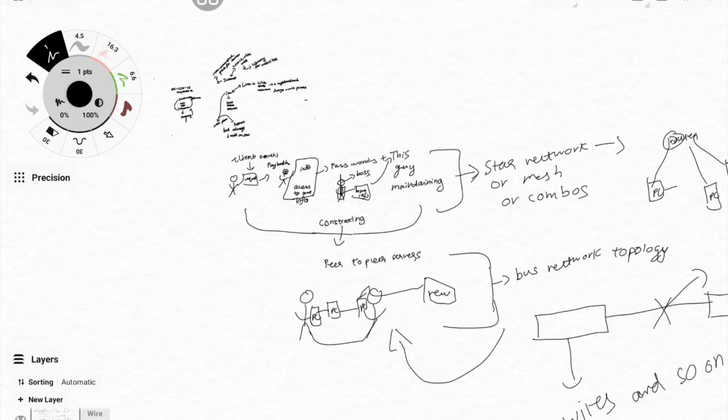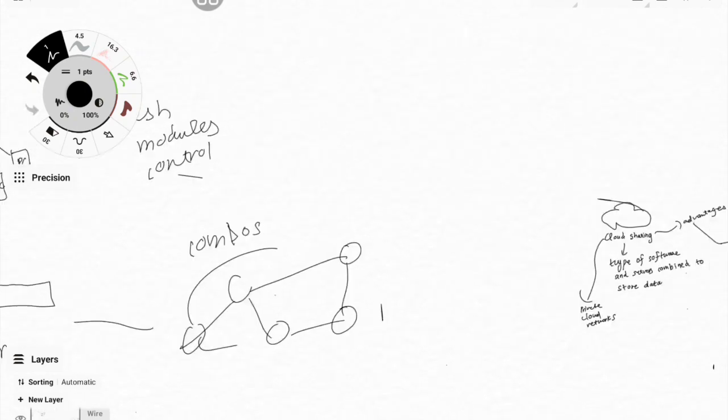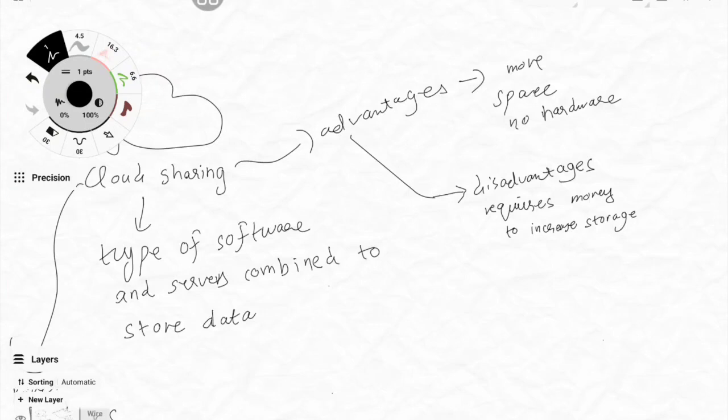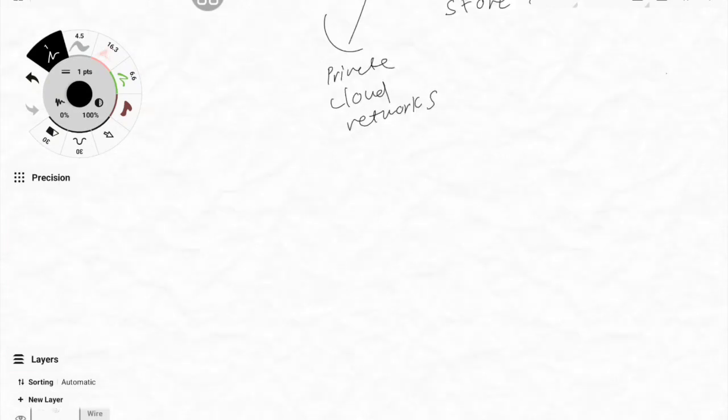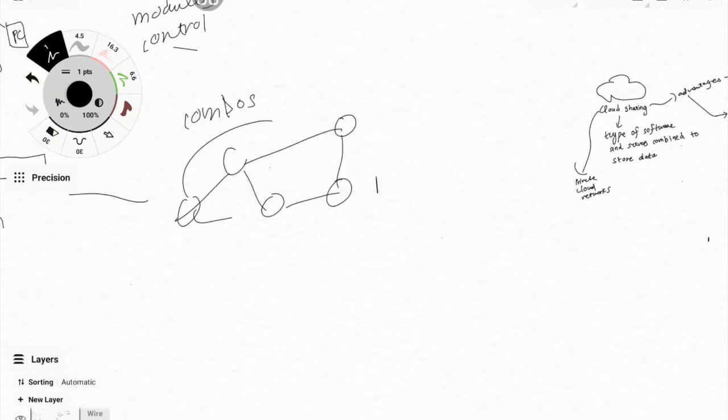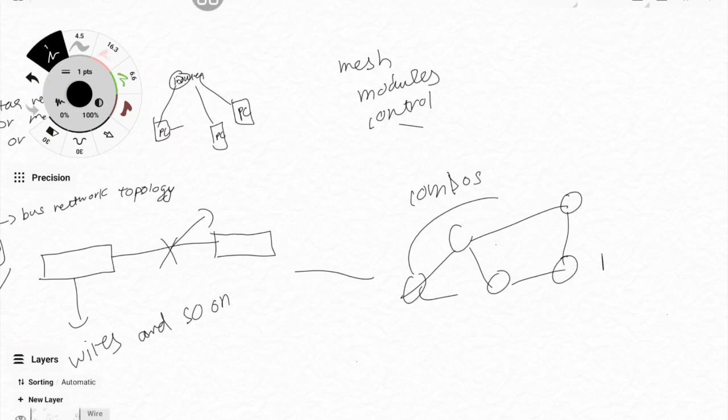So I'm just summarizing how much we have covered. More space, no hardware; disadvantages, requires money to increase storage. Private cloud networks are basically locked behind money or some kind of access, like it could be a big company. This relates back to other things we talked about, like client servers, which could be part of a big business running things. But I haven't explained private cloud networks yet, so let's dive a little deeper into them.